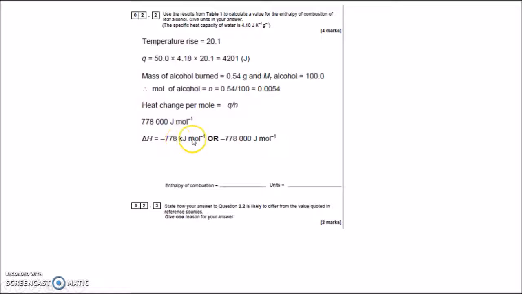If you wanted to divide by 1,000 and work it out as kilojoules per mole, you could do, but it doesn't tell you to do so. In this case, it's allowing either.